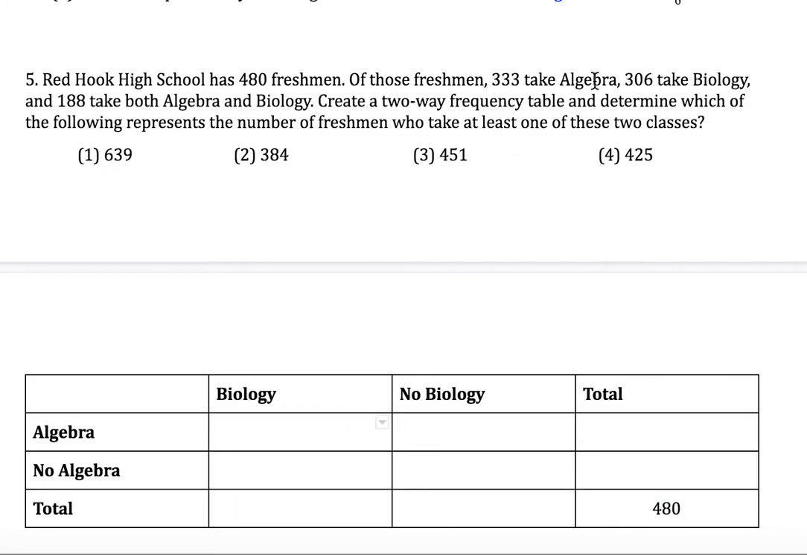Okay, 333 take algebra. So my total for algebra is 333. So while I'm here, I'm going to subtract that from 480. And I get a total of 147 for the total of no algebra. Okay, 306 take biology. So biology total is 306. Again, while I'm here, let me just fill this in. 480 minus 306. That's going to be 174.